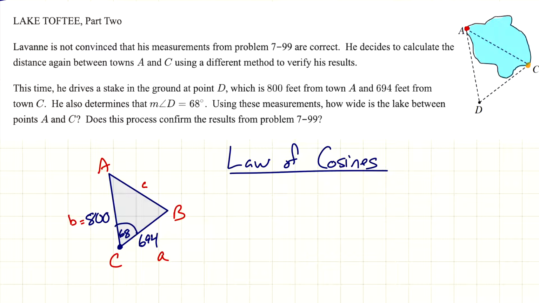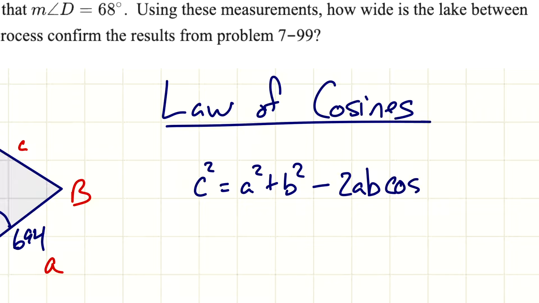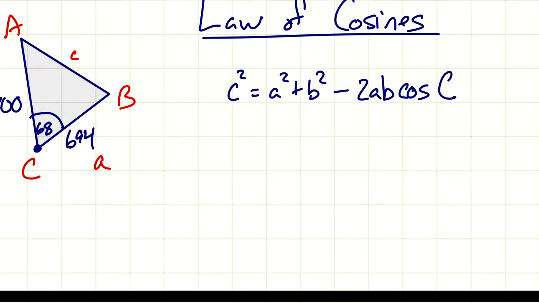So I'm going to write out the formula just as a reminder. So we should have c squared equals a squared plus b squared, looks like the Pythagorean theorem, minus 2 times ab cosine of angle C. All right, so this is the formula we're using. So I'm going to plug in numbers to this.